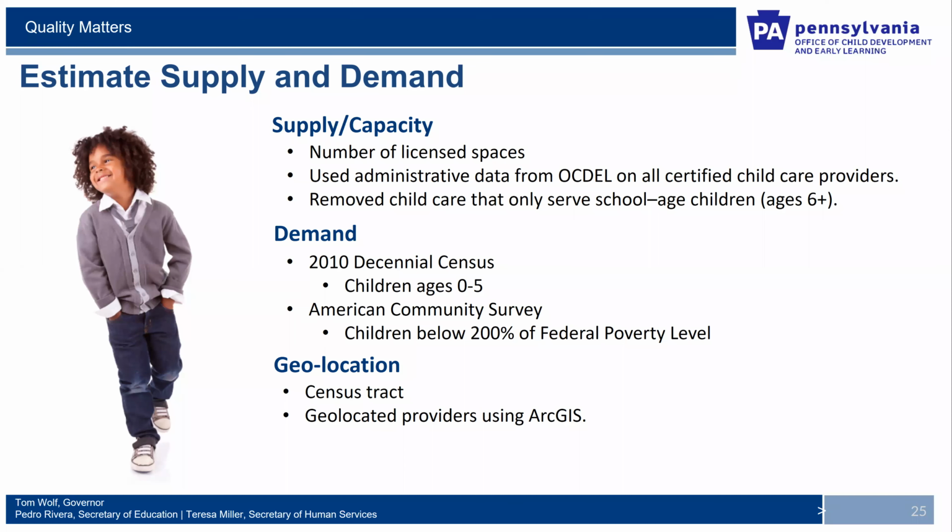We then calculated demand 2 different ways using 2 related data sources. First, to estimate the number of children ages 0 to 5, we used 2010 US Census data. Second, to estimate demand by the number of children living below 200% of the federal poverty level, we used American Community Survey 5-year estimates data. Finally, we chose census tracts as the unit of analysis, and then geolocated tracts and providers using ArcGIS.